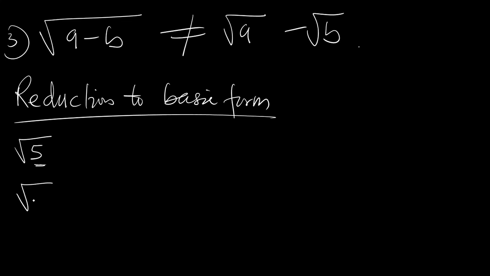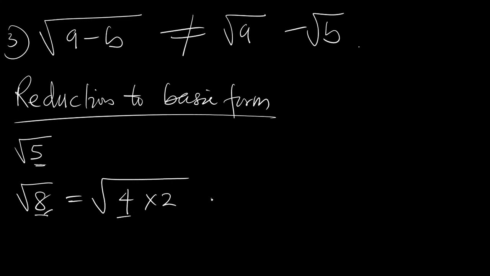Now, let me give you an example. If you have something like the square root of 8, it has a perfect square in it. So since 8 has a perfect square, this is not the basic form. Now we need to reduce 8 to its basic form. To reduce 8 to its basic form, we look at the factors of 8 that have a perfect square. Now what are the factors? You have 4 times 2. 4 is a perfect square.